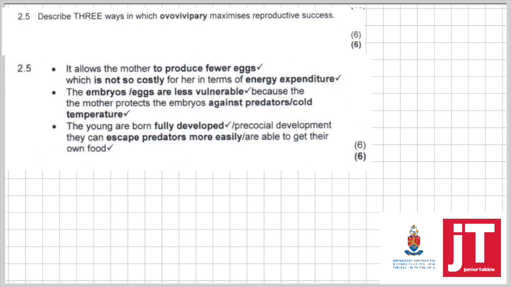All right. 2.5. Describe 3 ways in which ovoviviparity maximizes reproductive success. So you have to describe 3. So it allows the mother to produce fewer eggs. So it's not costly for her in terms of energy expenditure. The embryos or eggs are less vulnerable because the mother protects the embryos against predators or cold temperature. And the young are born fully developed, or precocial development occurs, so they can escape predators more easily and they're able to get their own food. Again, also a very nice question.